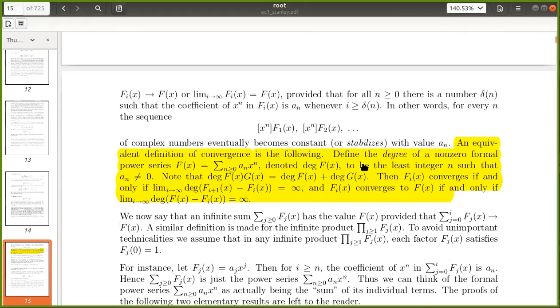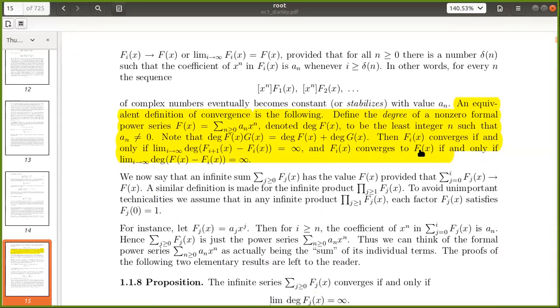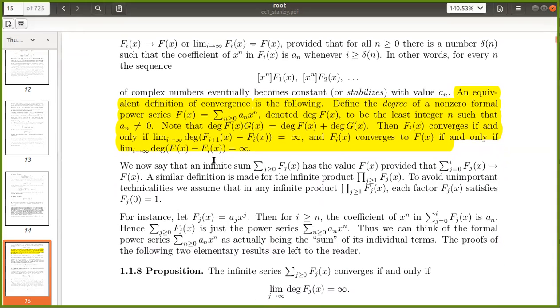So equivalently, you would say that the degree of f is the least integer n such that a_n is non-zero, and then f_i would converge if and only if the degree of the difference between these sequences tends to infinity. Which means this sequence becomes pretty much non-changing. And then f_i(x) would converge to f(x) if and only if this degree is infinity, which means they eventually become the same.